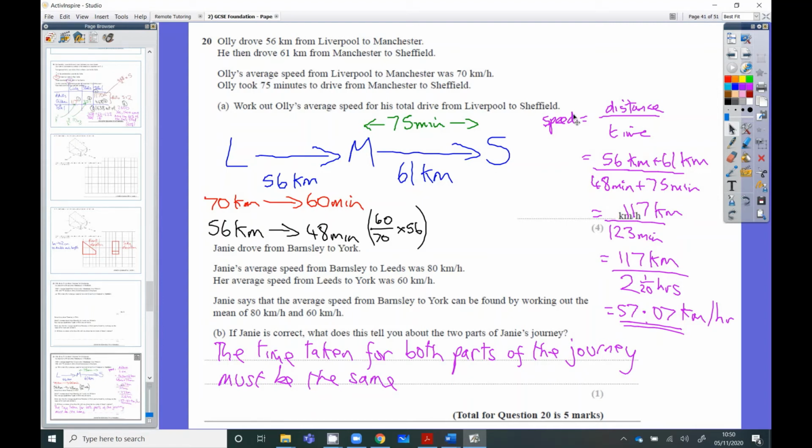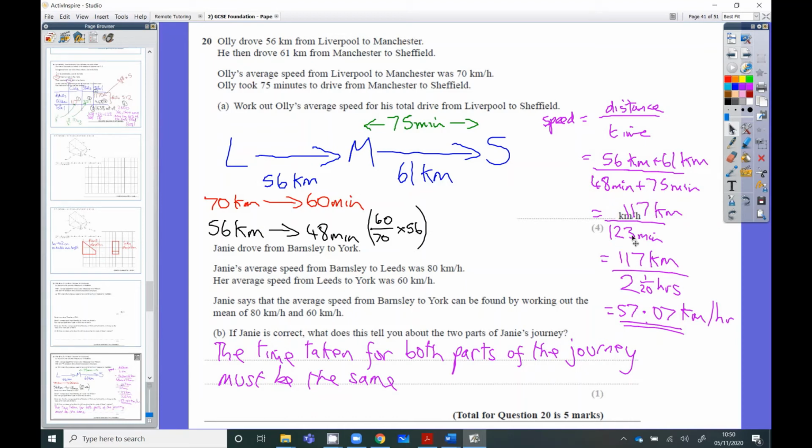Now speed is distance over time, so our total distance is the 56 and 61 kilometres, and my total time in minutes is my 48 minutes that I've just worked out, and the 75 minutes given in the question. So in kilometres per minute, that's 117 divided by 123.